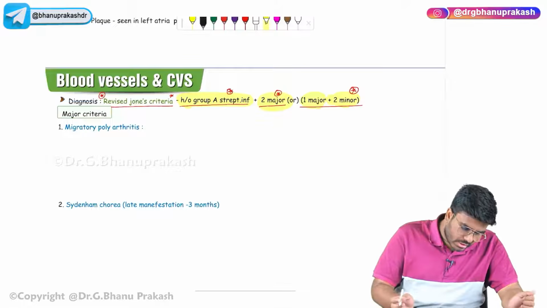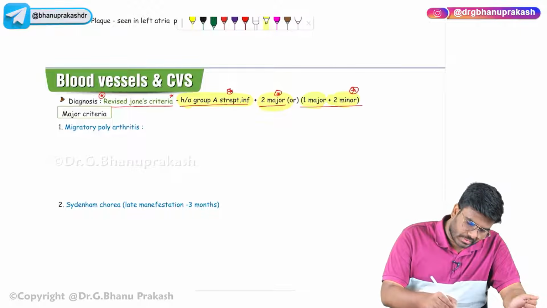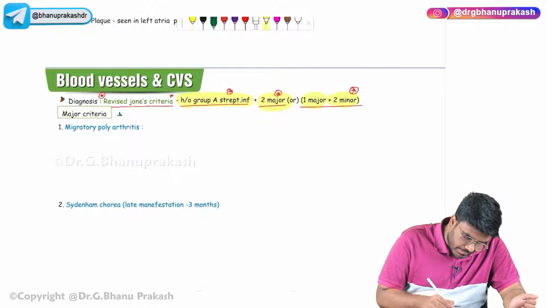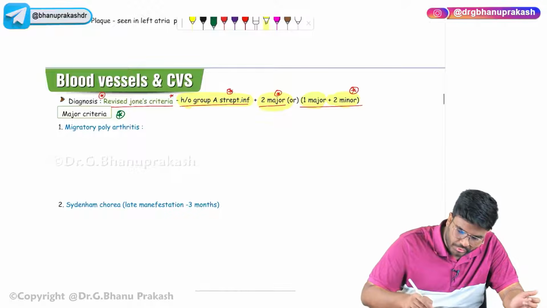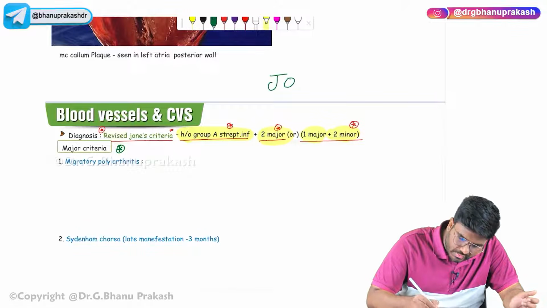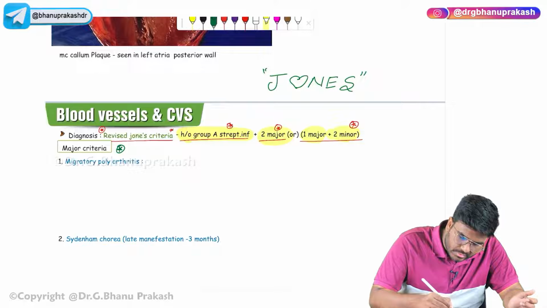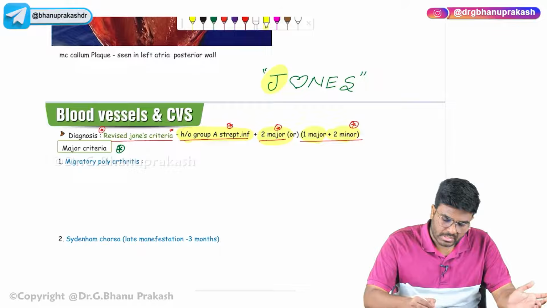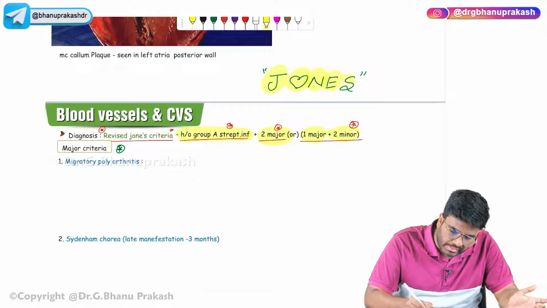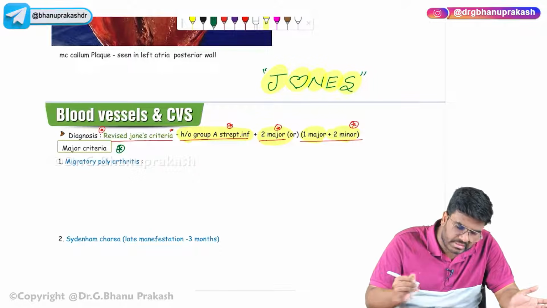Now, let's talk about the major criteria. What are these major criteria? Remember the criteria, there is a mnemonic. The mnemonic which I want you to know is Jones. So, the name of the criteria is Jones criteria, and the mnemonic is also JONES.